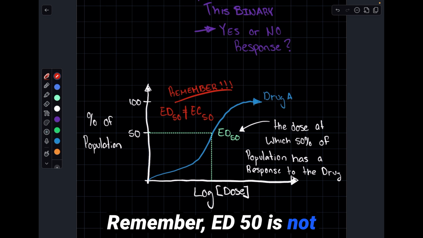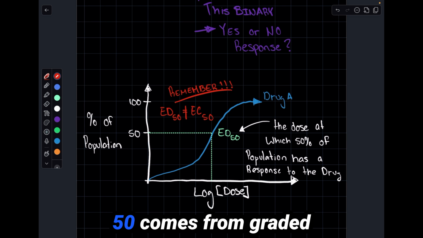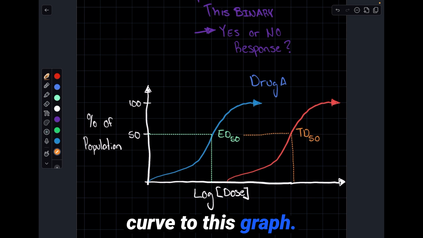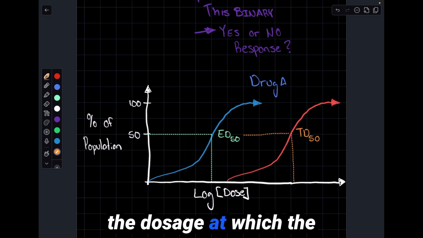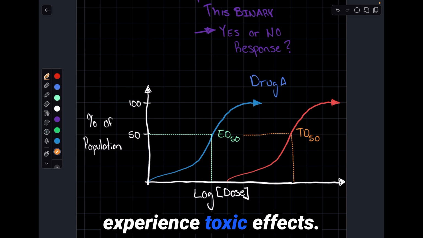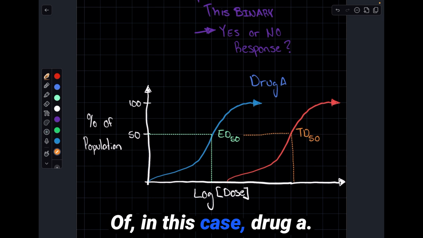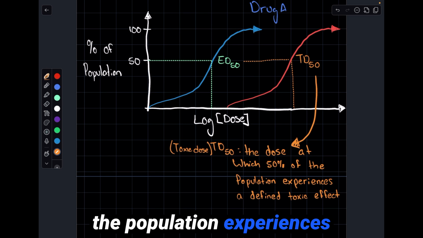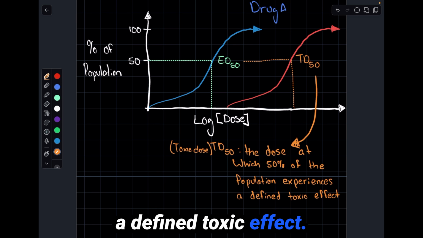Remember, ED50 is not the same as EC50. EC50 comes from graded dose response curve. This is a quantal dose response curve. Let's add another curve to this graph. This curve is going to represent the dosage at which the population begins to experience toxic effects of, in this case, drug A. Toxic dose 50. The dose at which 50% of the population experiences a defined toxic effect.